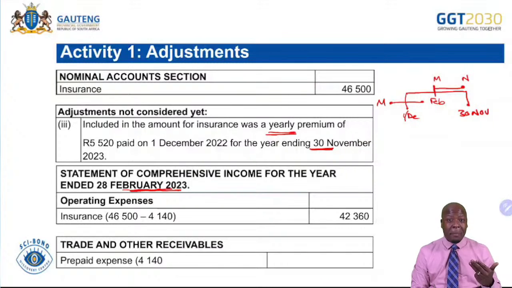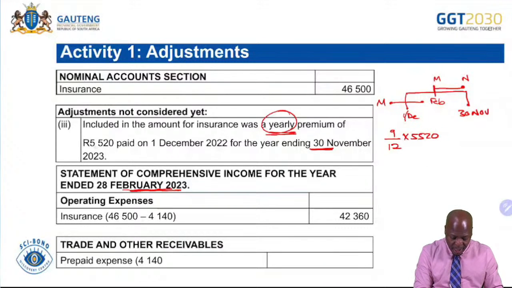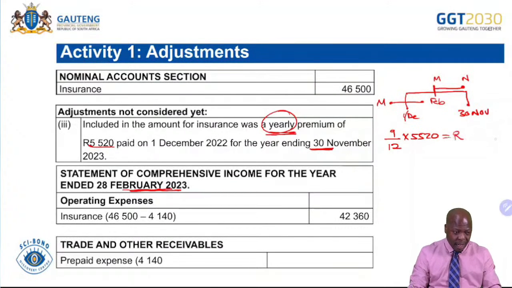So you have to count November because it's 30 November. But if it was 1 November, you don't count November. But it's 30 November, so you count November. So we end up with how many months? 9 months. So it's 9 over the 12. Why 12? Because here they told us yearly, annual. So it becomes 9 over 12. Then we say multiply that by the 5,520, which is the amount that was paid. We want to know how much then was paid in advance.